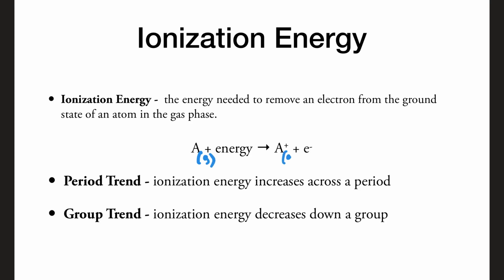Then it's also a gaseous ion. It's going to be a cation because we're removing an electron. So we need to know the period trend. We need to know the group trend. Across a period, ionization energy increases. We could say it gets harder.